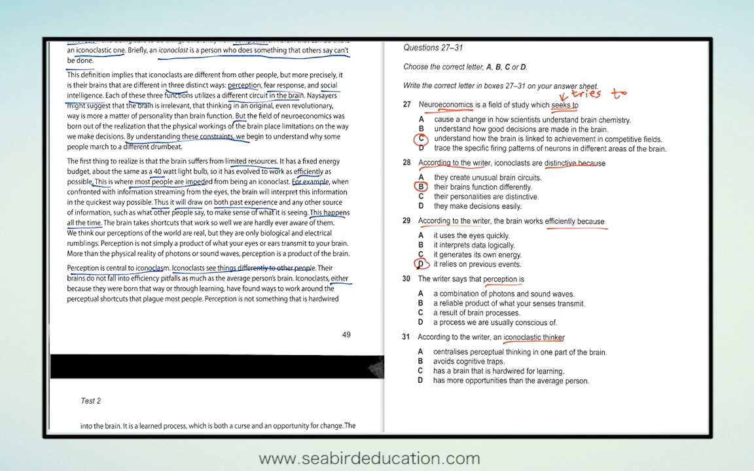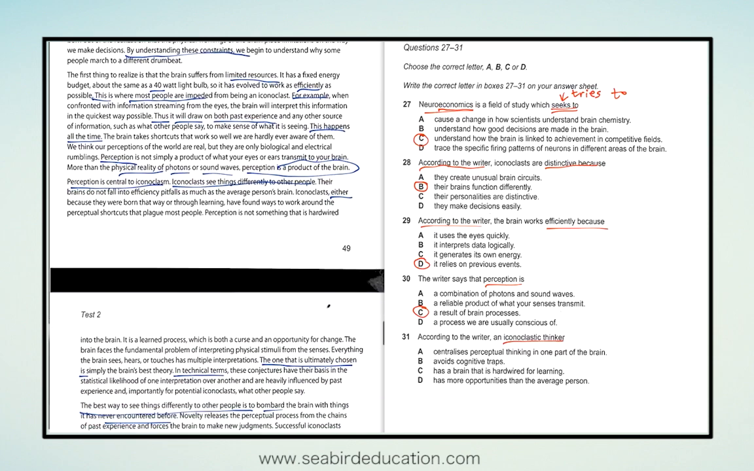The writer says that perception is, okay, what's this keyword, perception, is not simply a product of what the eyes see or ears transmit to your brain. More than the physical reality of light and sound waves, a product of the brain. A reliable, no. Combination, no. Result of brain processes, yes. Process we're usually conscious of, no. According to the writer, an iconoclastic thinker.